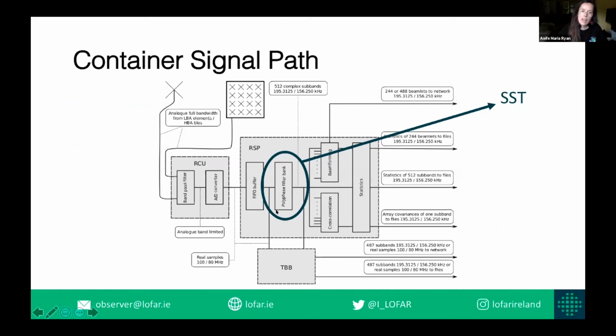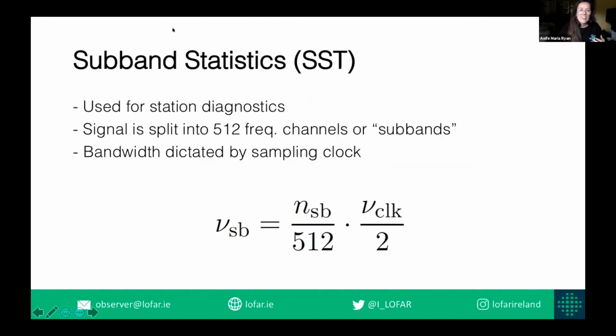You then go through this polyphase filter bank, which divides your signal up into subbands. This produces a data product called an SST. So what is an SST? An SST is a file that contains subband statistics. What is a subband? A subband is another word for a frequency channel. So we channelize the signal coming in into subbands, and we normally have 512 subbands. You can see here that we can calculate the frequency of a particular subband when we have the subband number and also the sampling frequency.